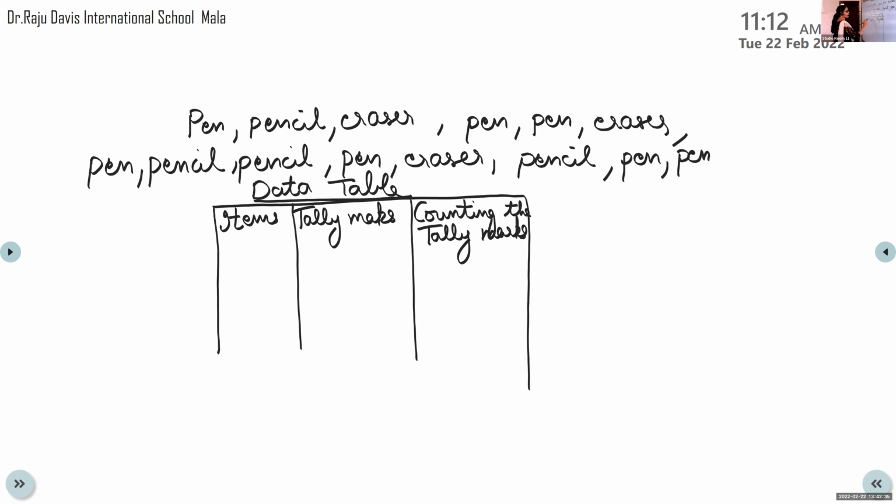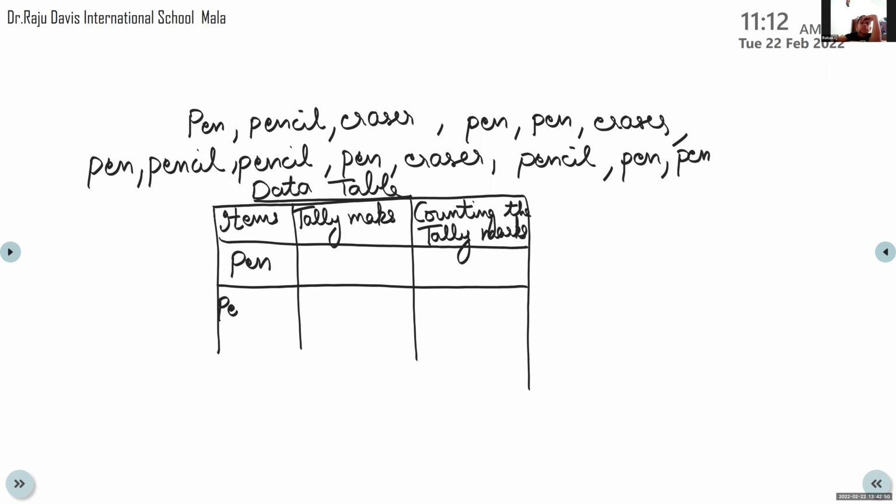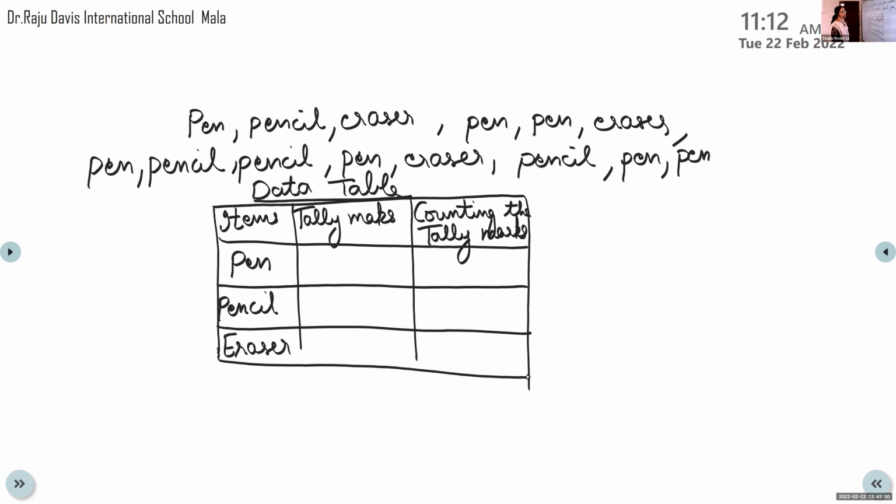Now, what we have to do here is write the names of the different items. How many different items are written over there? Pen. Third one is eraser. So these are the 3 different items written.